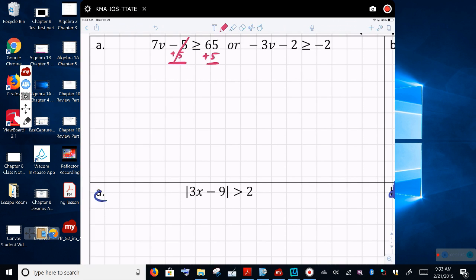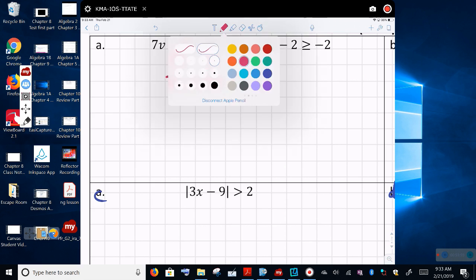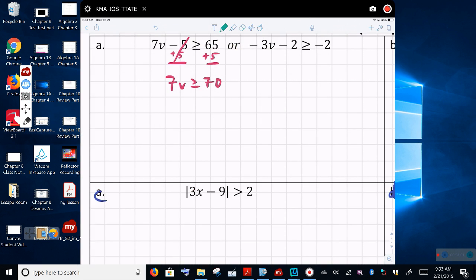5's cancel out. Then I have just 7v greater than or equal to 7b. What do we do next, guys? Divide by what? 70 or 7? 7. Do I need to flip the sign? No, I do not. b is greater than or equal to 10. Okay? And we'll come back to that.